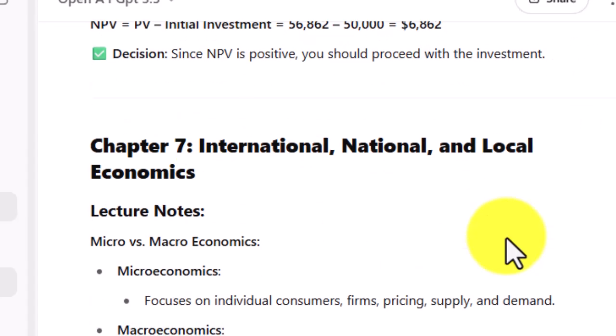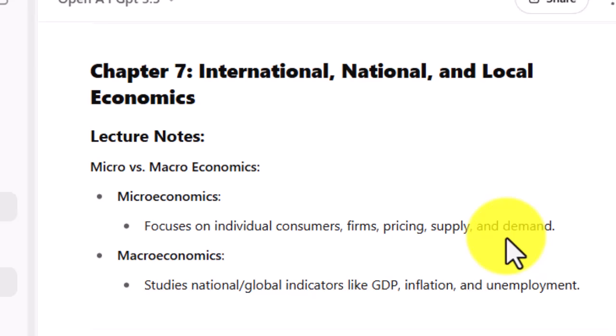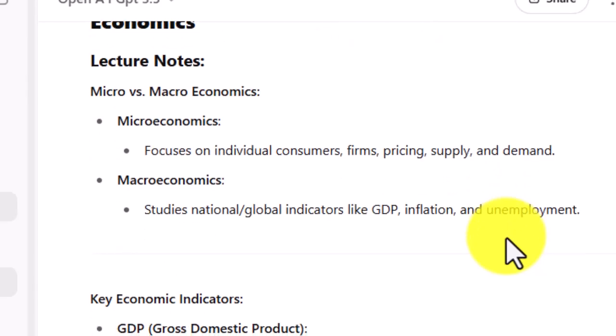International, national, and local economics. Micro versus macroeconomics. Microeconomics focuses on individual consumers, firm pricing, supply and demand. Macroeconomics studies national and global indicators like GDP, inflation, and employment.